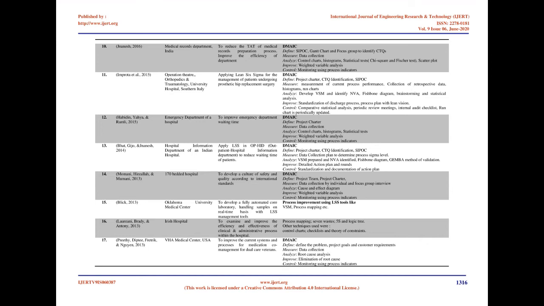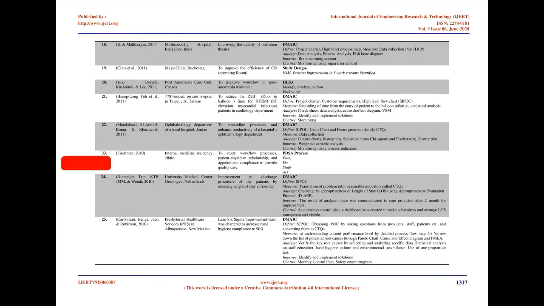DMAIC. Define: project charter, CTQ identification, SIPOC. Measure: measurement of current process performance, collection of retrospective data, histograms, run charts. Analyze: develop VSM and identify NVA, fishbone diagram, brainstorming and statistical analysis.